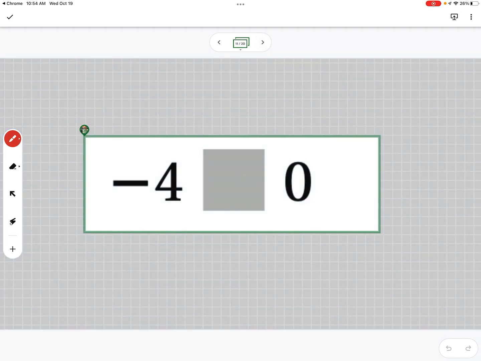And negative 4 versus 0. And so once again, -4 is to the left of 0, okay? And that makes it smaller than 0. It's better to owe nothing than it is to owe $4, right? And so 0 is a larger value than -4.